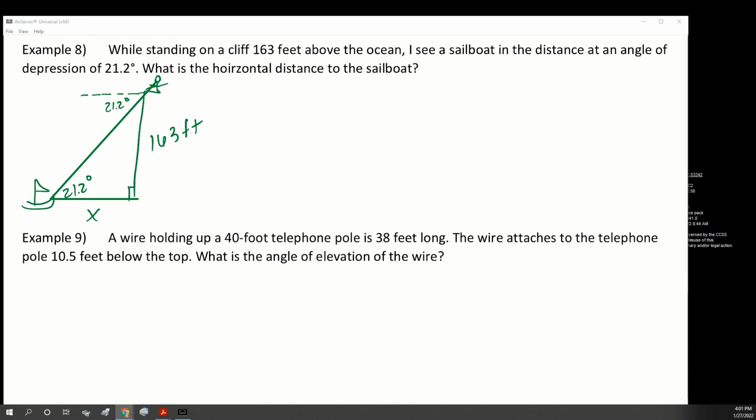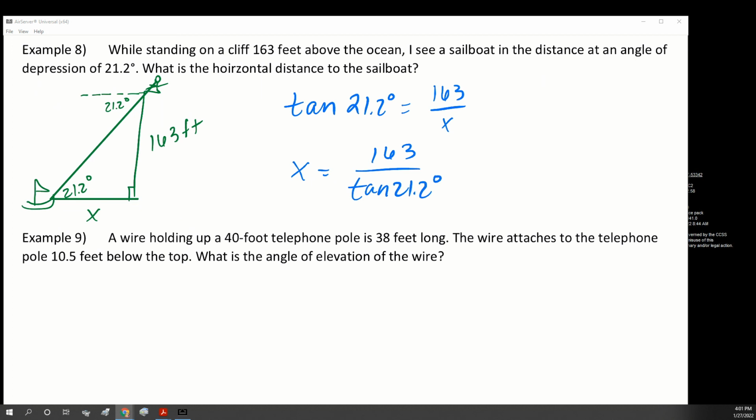This is another situation where we are not using hypotenuse, so it's automatically going to be tangent of 21.2 degrees is equal to the opposite over the adjacent. And in this situation, we are going to switch x and the tangent of 21.2 degrees, and we are using feet again.